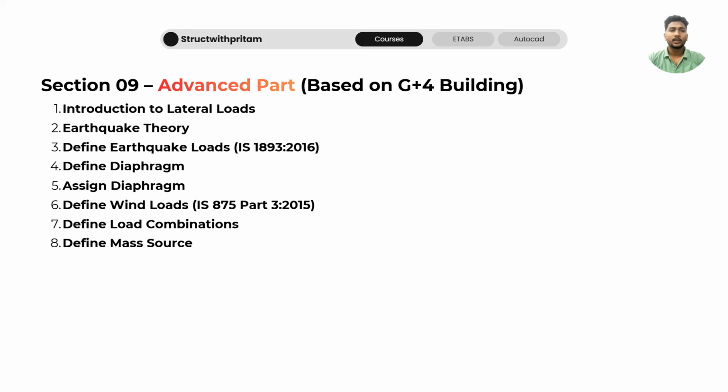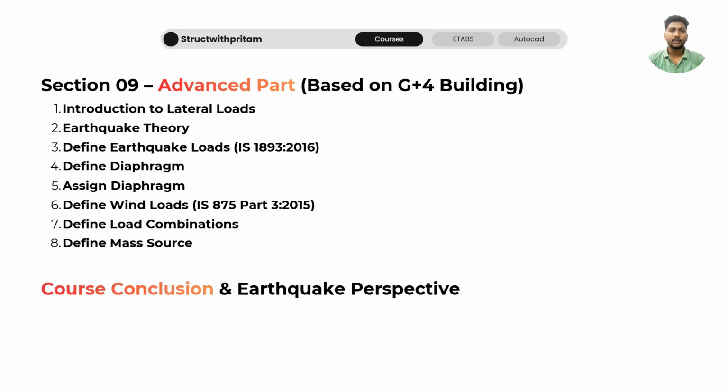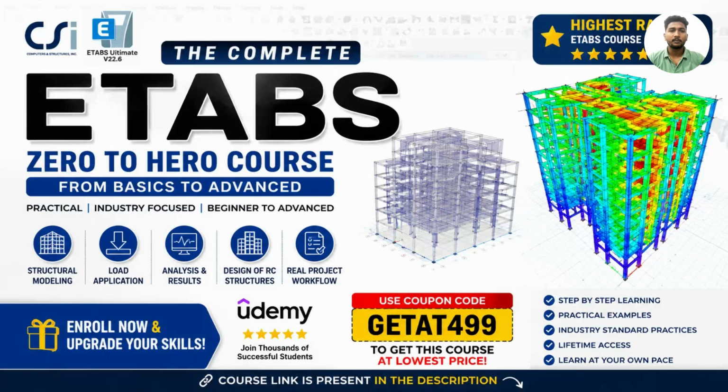Like this way, we will be covering this advanced part of our course, and that's how we will be completed with our course. And after that, we will be seeing one video, which is the course conclusion and earthquake perspective. Basically, for your further learning and all the things, this is very important. Okay, like this way, we have completed our whole content of what we are going to see. So this is our complete ETABS 0 to Hero course, which is from basic to advanced level.